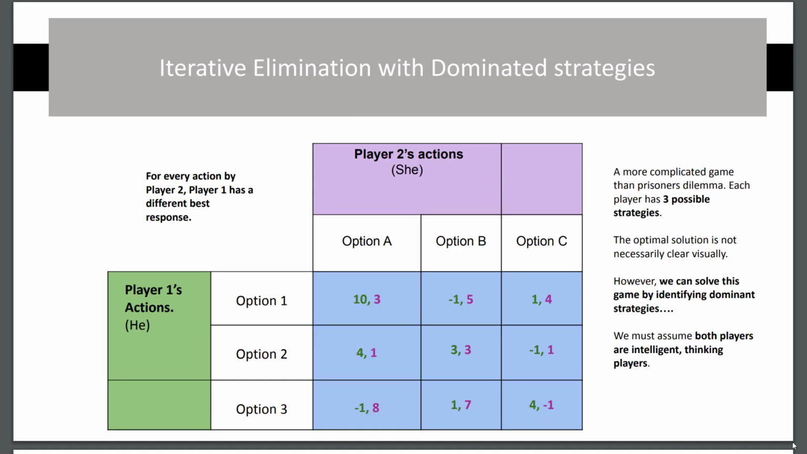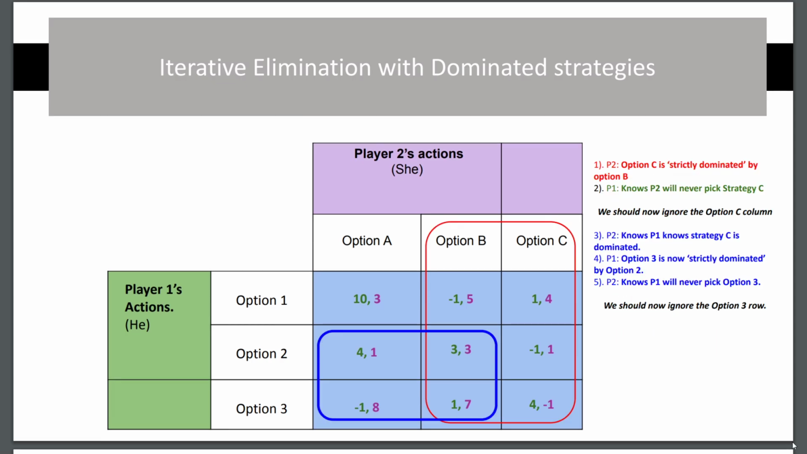Iterative elimination of dominated strategies simplifies more complex games. Take this table, for example. Both players must think strategically, eliminating strictly dominated strategies one by one to converge on an optimal outcome. This iterative process assumes rationality and intelligence from both participants.